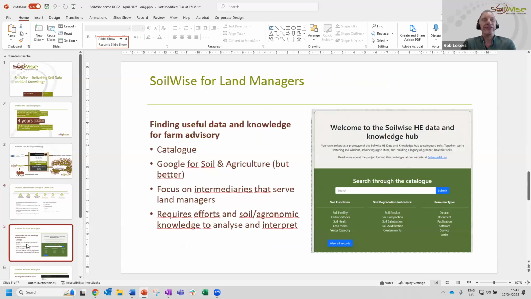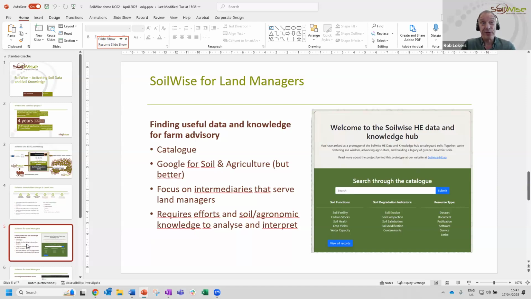What we are developing are two things, at least the things that I want to show in the demonstrations. First of all, we develop a catalog. The idea is that all those sources that we collect in SoilWise will be findable through a catalog. You have to think of it as a sort of Google search specifically for soil and agriculture, and hopefully better and more specific, so it provides better and more valuable results than, for instance, a Google search.